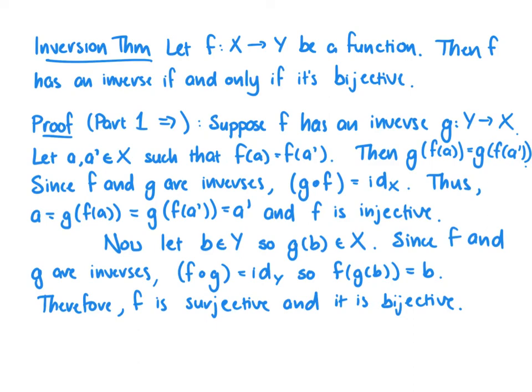So again, in this part of the proof, we're just assuming f has an inverse, so we know what it means for a function to have an inverse, and we're using that to show it's both injective and surjective, which makes the function bijective. All right, part 2 coming up.